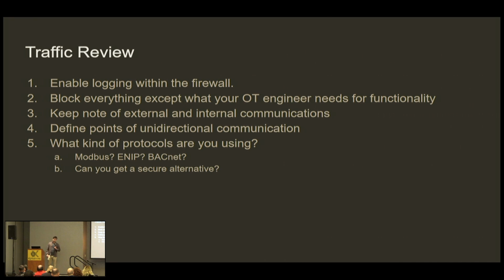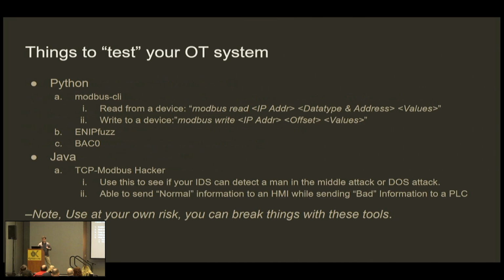And finally, you're going to check out what protocols you're using: BACnet, ENIP, Modbus. These are some of the more common ones that you're going to find in these networks. Sometimes you can get a secure alternative, like Modbus has Modbus TLS. DNP3 has a secure version as well, which are great alternatives, but you're probably not going to be able to swap over very quickly.